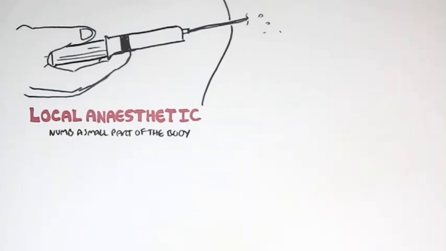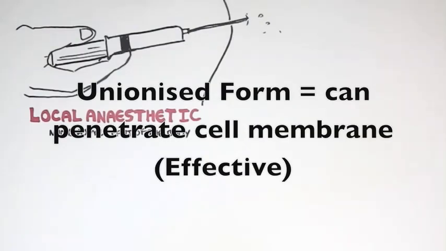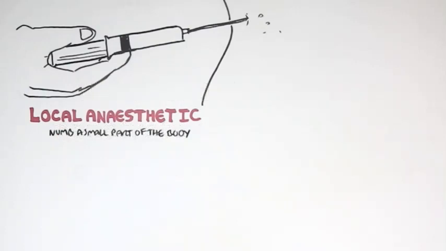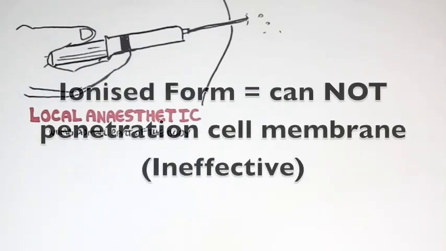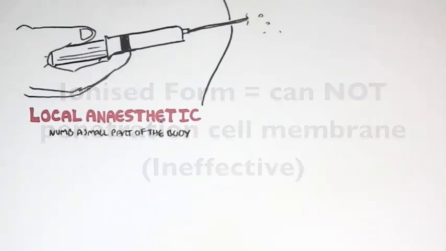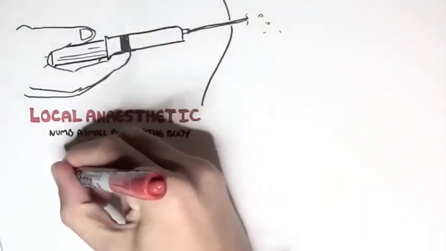Before we continue on, please remember the basics of pharmacology. If a drug is in an unionized form, it can penetrate the cell membrane. It is effective. For example, it can be absorbed by the body. However, if a drug is in an ionized form, if it's polar, it cannot penetrate the cell membrane. It's not very effective. For example, it cannot be absorbed by the body.